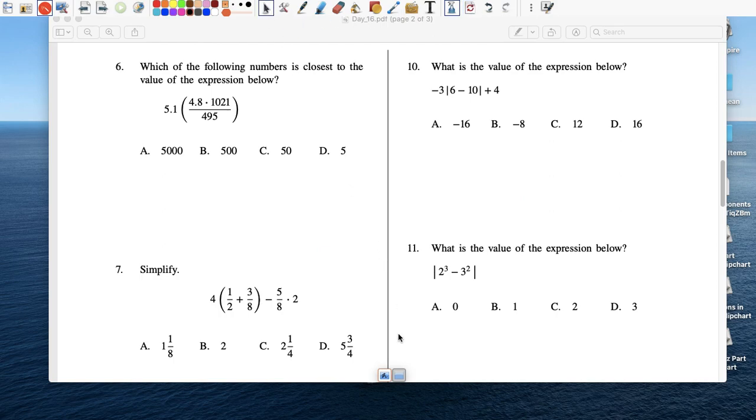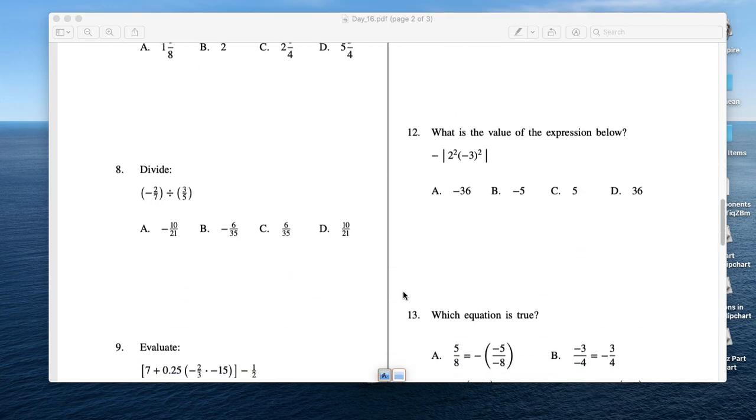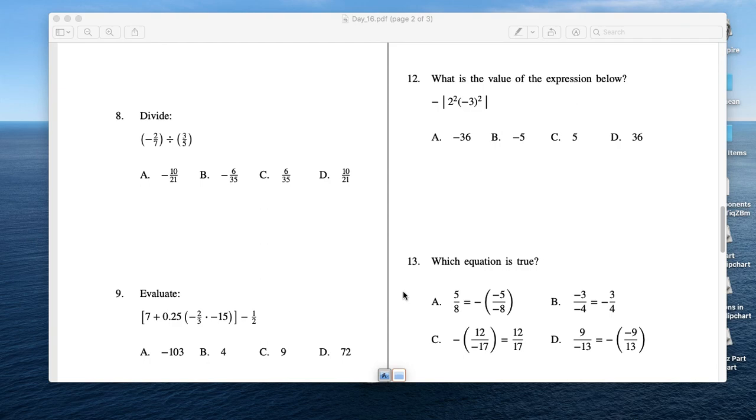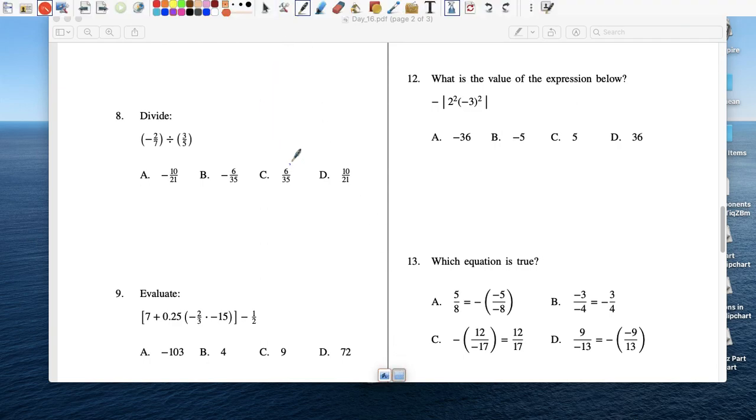8. Divide. So it's a negative divided by a positive, so I know my answer is going to be negative. So this is gone, this is gone. Right, so it's negative, and then negative 2 over 7 times the reciprocal, which is 5 over 3. Can we simplify anything? No. So it's negative 10 over 20.